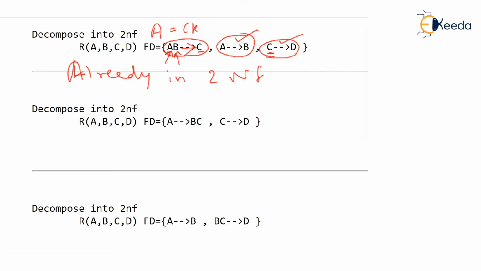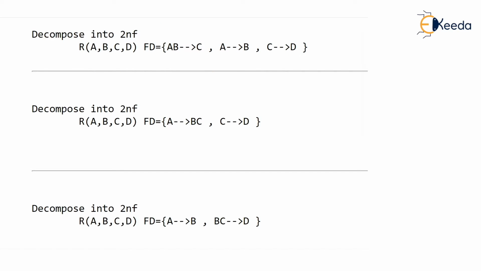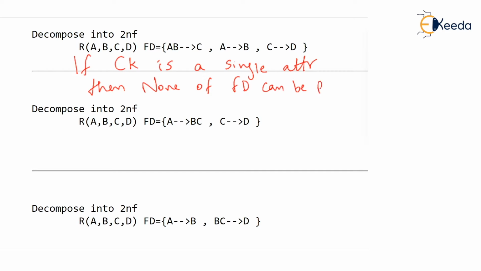Now something interesting you watch before checking the second example. Check my observation. If the candidate key is a single attribute, then none of the FDs can be partial. Think over it. If the candidate key is simply A, as we got in this table, how can the left hand side of any dependency be part of the candidate key? Because to be part of a candidate key, it has to have at least 2 or 3 attributes.